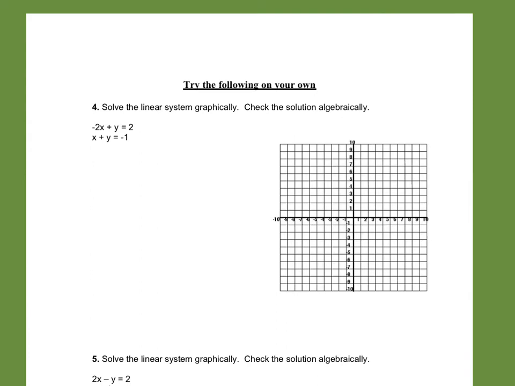So the first one, how did you get that into a graphable form? Negative 2x plus y equals 2. Yep, just add 2x, so you're going to end up with y equals 2x plus 2, right? Raise your hand if you got that one. Good. Plot your b value, which is 2, and then my slope is 2 over 1, right? Which is up 2 and right 1, or down 2, left 1.